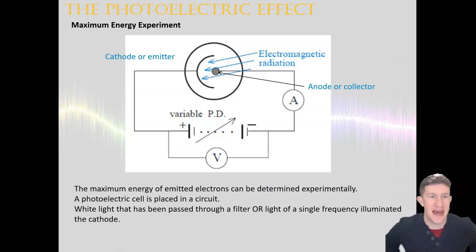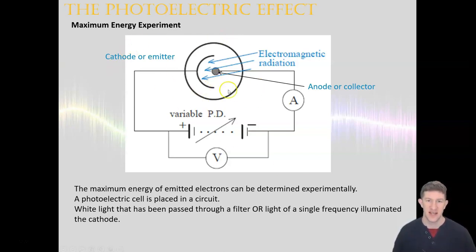So the next part is the maximum energy experiment. The maximum energy of an emitted electron can be determined experimentally. A photoelectric cell is placed within a circuit, which we've looked at earlier. So the photoelectric cell is this vacuated container with the emitter and the collector, or the cathode and the anode, and it's hooked up to a circuit.